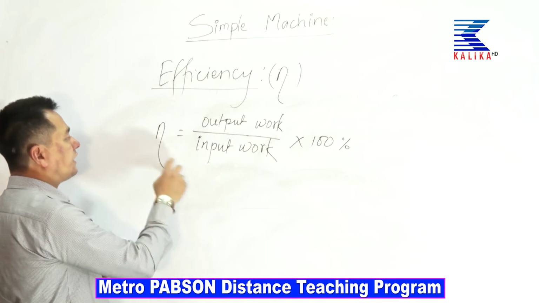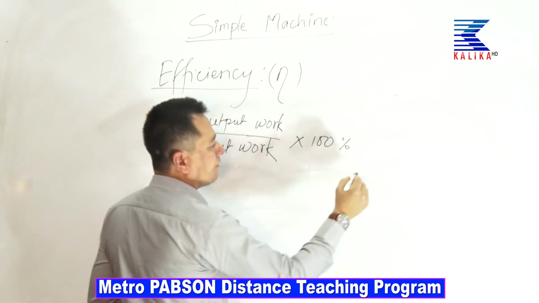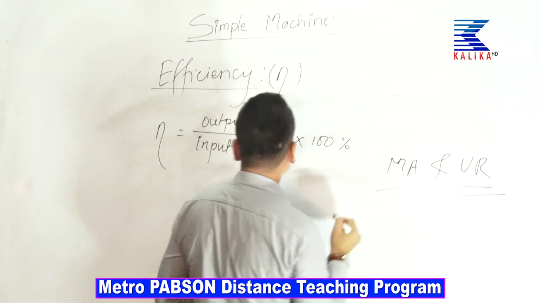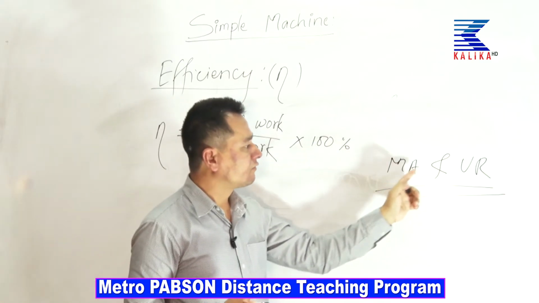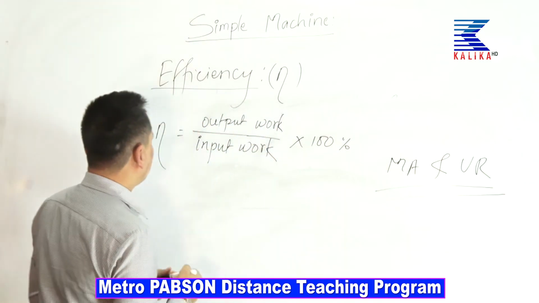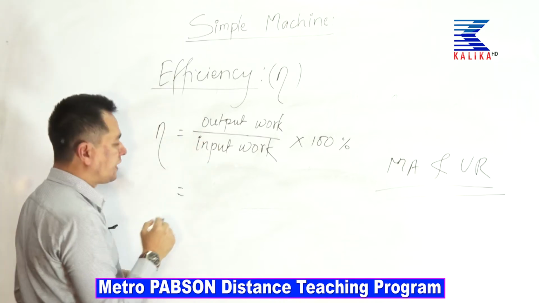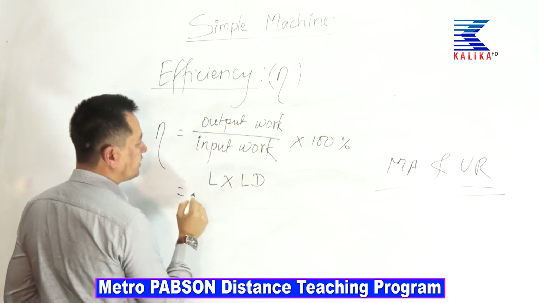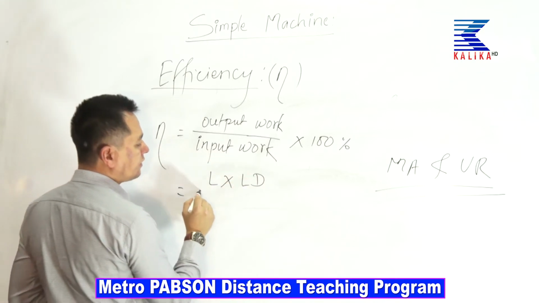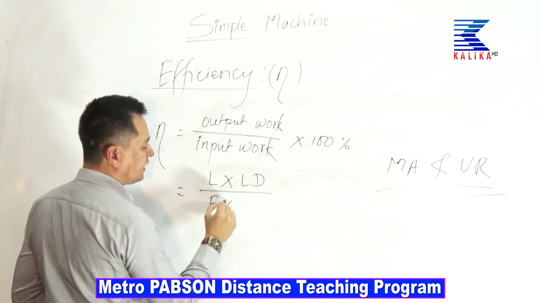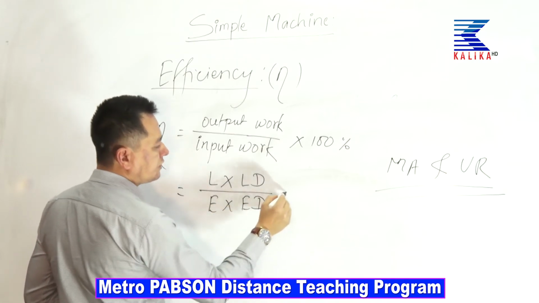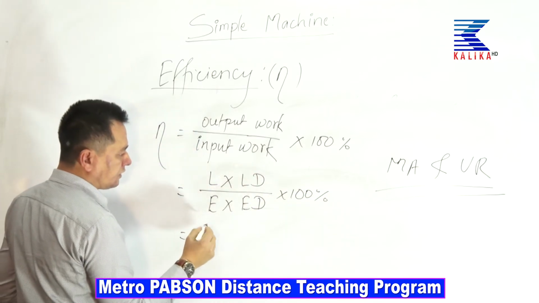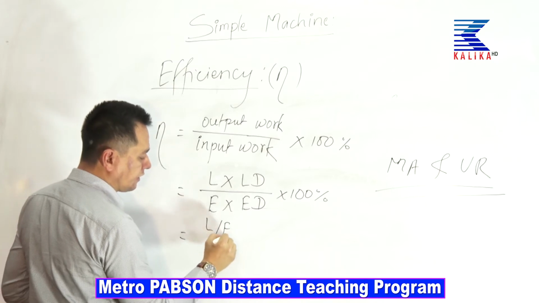Now let's relate efficiency to mechanical advantage and velocity ratio. Relation of efficiency with mechanical advantage and velocity ratio of a machine. So what is output work? Output work is load times load distance. What is input work? Effort times effort distance. So 100% as it is. So can we write it this way?